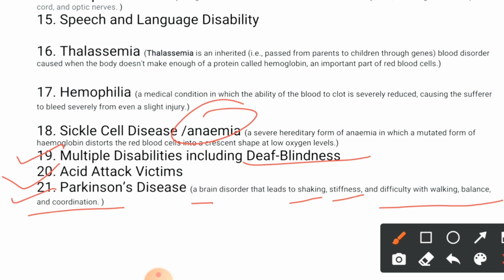So, guys, this way we have discussed the types of learning disabilities which are generally asked in the examination. I hope this topic will prove helpful for you.